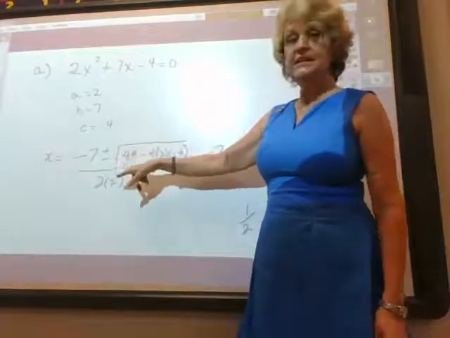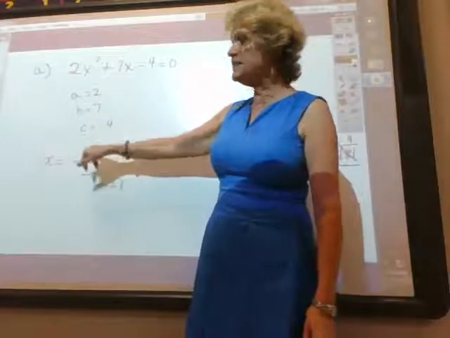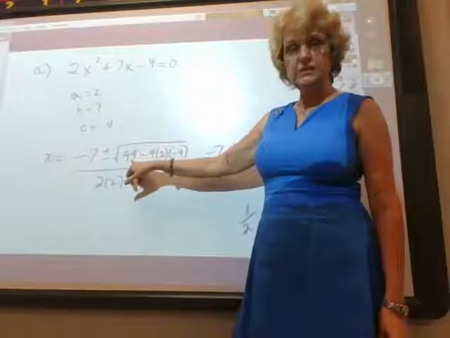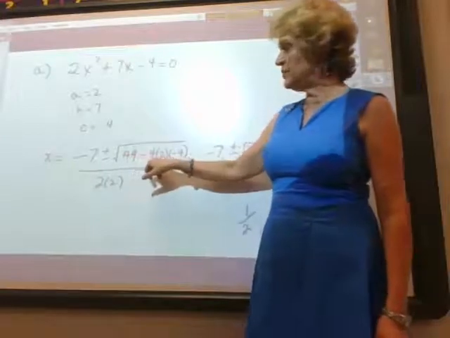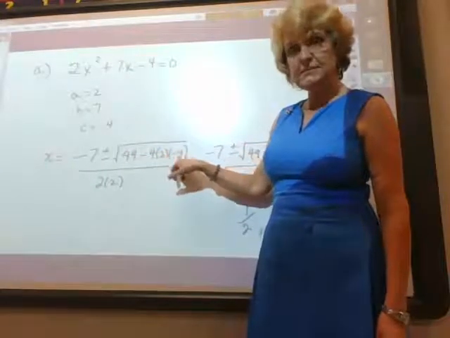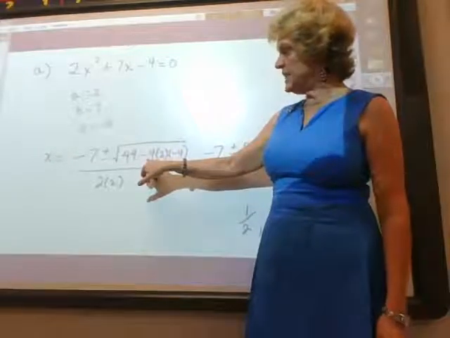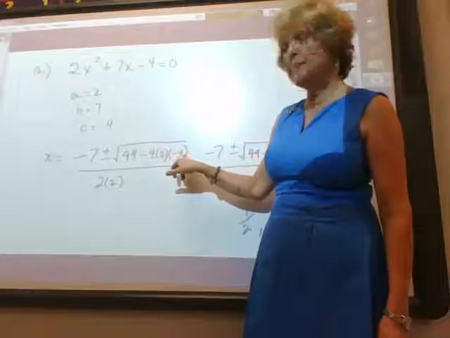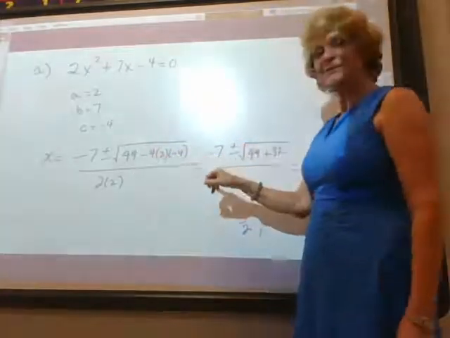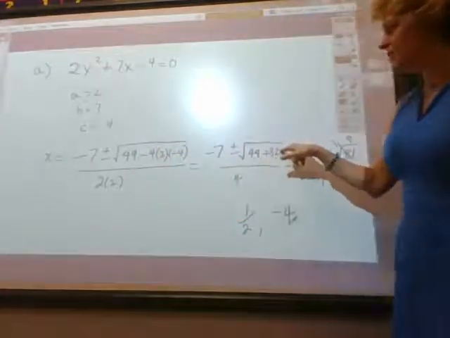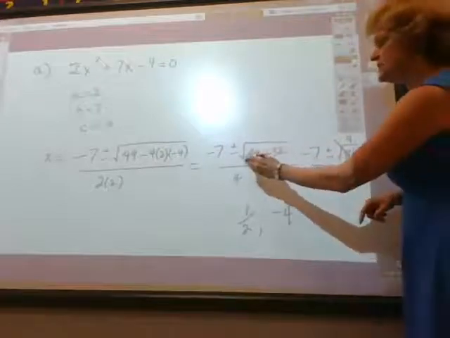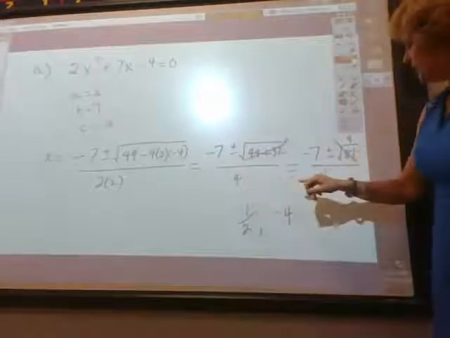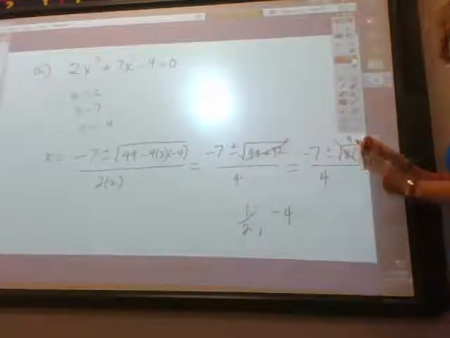All right, so plugging into the formula, the opposite of B plus or minus square root of B squared, so 49, minus 4 times A times C. So this is a -4 times 2, -8 times -4 would be plus 32, okay? So 49 plus 32 is 81, okay? And then 2 times 2, of course, down here is 4. Now the square root of 81 is 9.